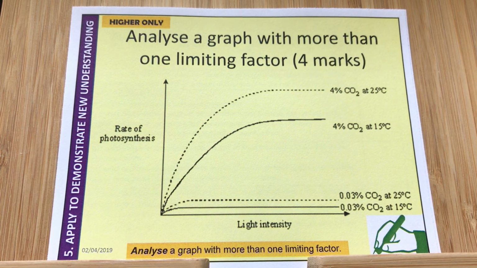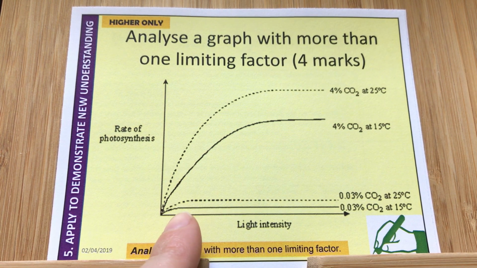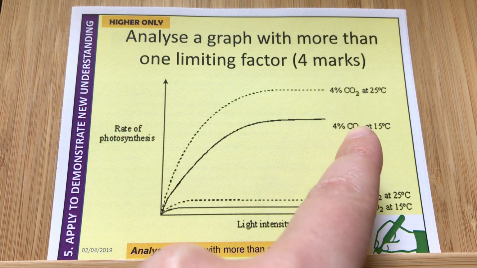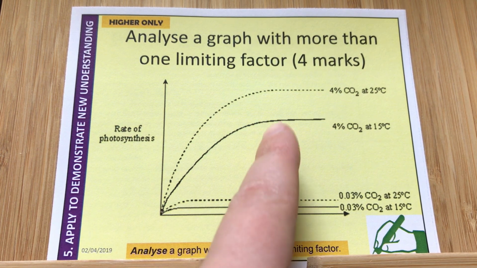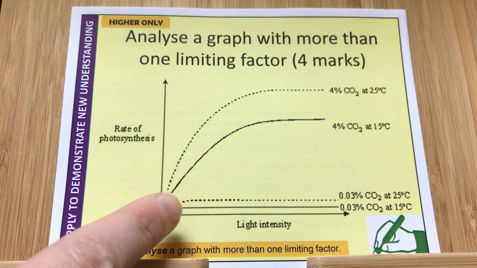Now, where it becomes quite challenging, if I look at the bottom two lines and I look at light intensity gets to its optimum and stops being a limiting factor at very low light intensities when using a low concentration of carbon dioxide. If I use a higher concentration of carbon dioxide, I can see that light intensity reaches its optimum at a much higher light intensity. Okay, so it could be that we did the light intensity at low concentrations of carbon dioxide and we found the optimum to be around about here.